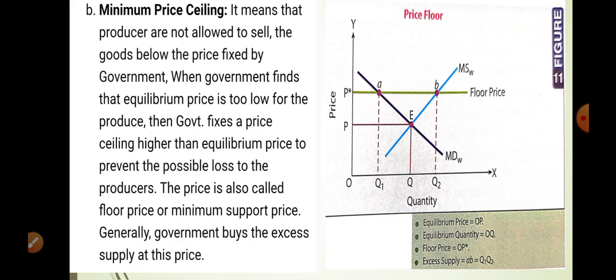so what is minimum price ceiling? It means that producers are not allowed to sell the goods below the price fixed by the government. When the government finds that the equilibrium price is too low for the producer, the government fixes a price higher than the equilibrium price to prevent the possible loss to the producer. Okay, the price is also called price floor or minimum support price. Generally, the government buys the excess supply at this price.